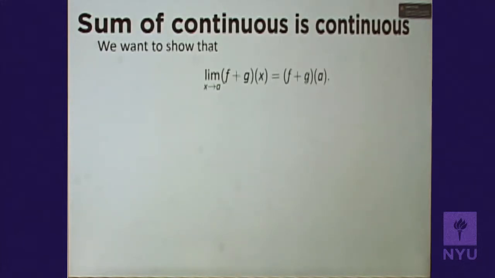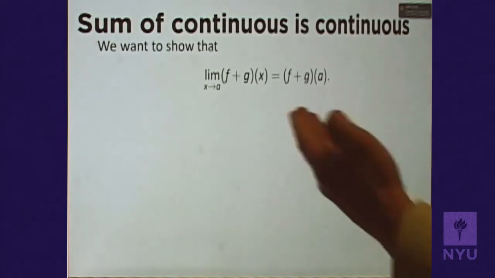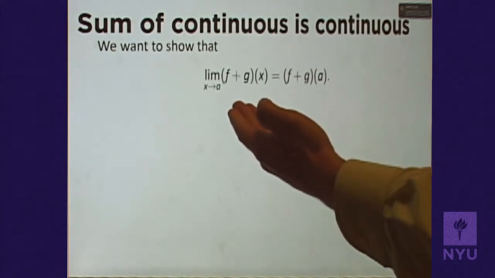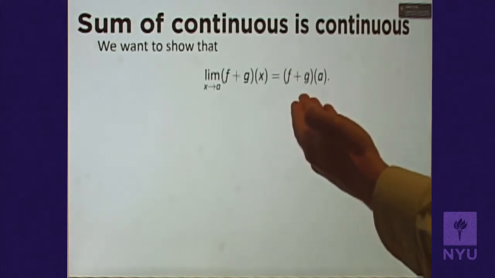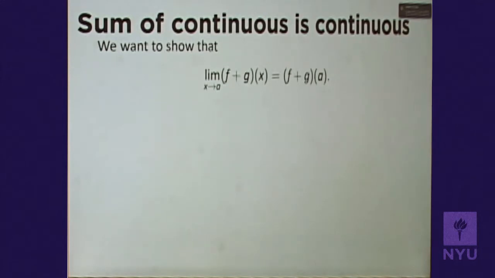Okay, let's look at how you might prove that first rule, that the sum of two continuous functions is continuous. So let's assume that f and g are functions which are continuous at the point a, and what we want to show is that the sum of those two functions is continuous at the point a. That is, we want to show that the limit as x goes to a of the function f plus g is equal to the value at x equals a of the function f plus g.